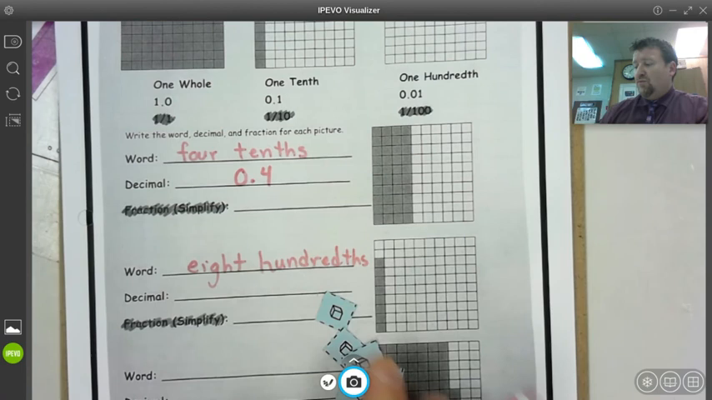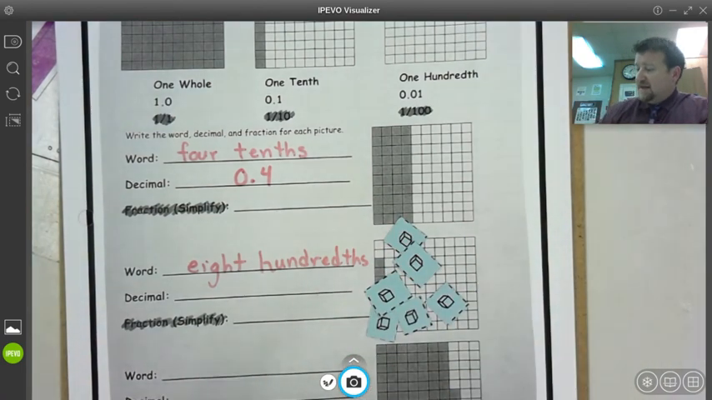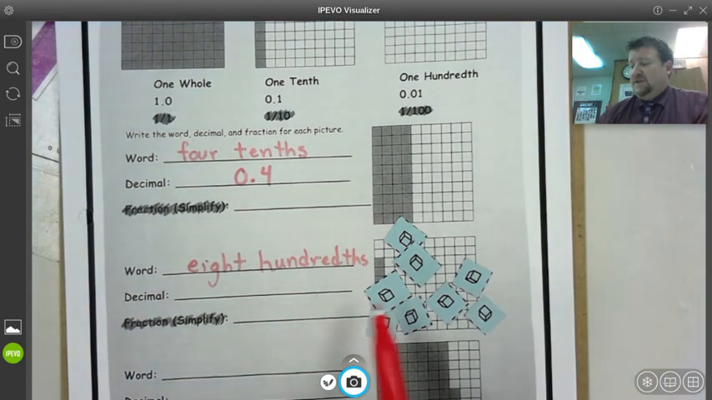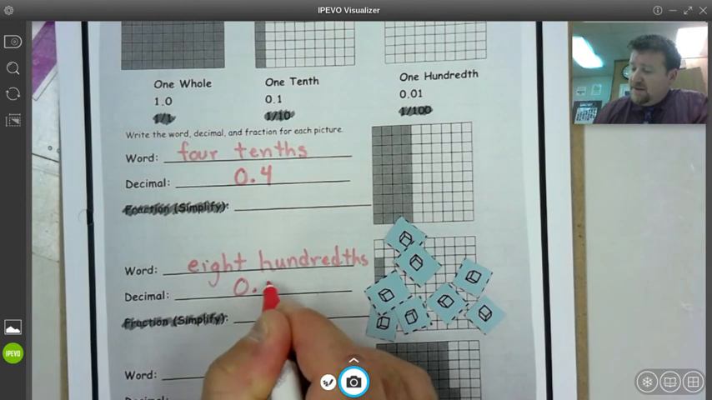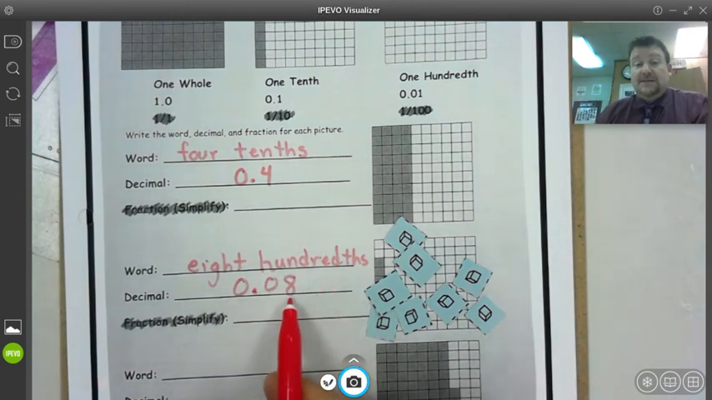But when we write this place value, keep in mind that the 8 has to be in the hundredths place value. So when we reference back to our chart, it's going to look like that, with the 8 in the hundredths place value.